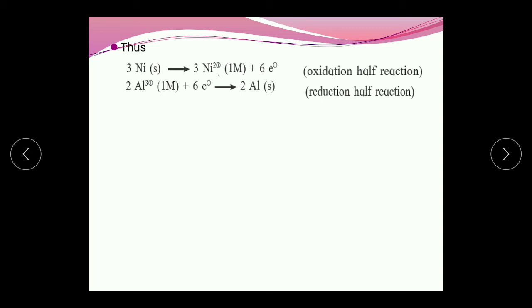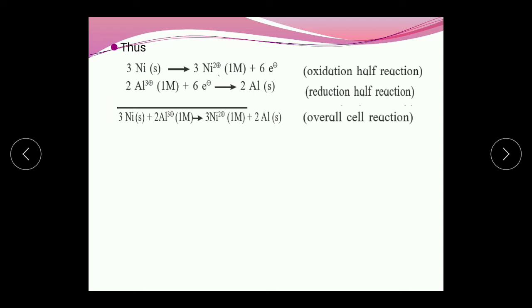6 electrons will be cancelled from both sides, and we get the overall cell reaction as 3Ni plus 2Al³⁺ gives 3Ni²⁺ plus 2Al. So this is the overall cell reaction. Understood? In the overall cell reaction, electrons don't appear. And that is the important condition while writing the cell reaction.